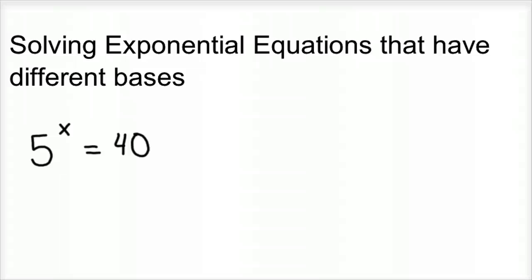Alright, solving exponential equations that have different bases. So what we have here is 5 to the x equals 40.